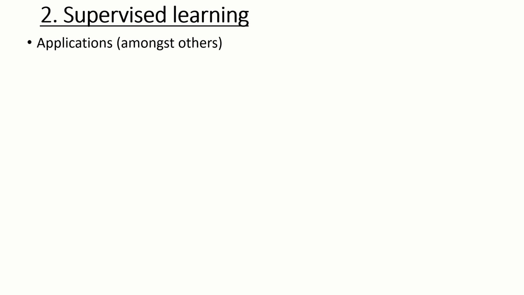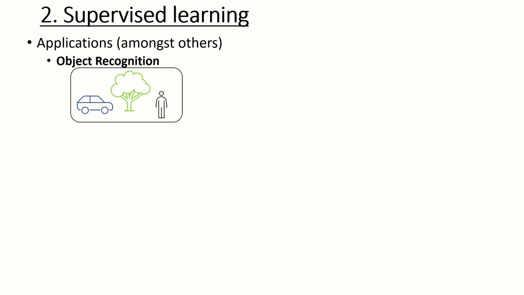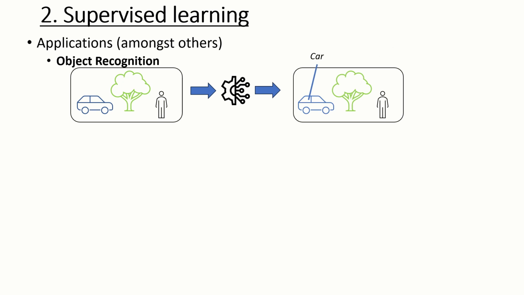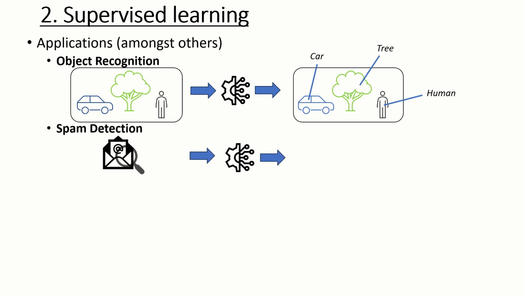So let's have a look at some applications for supervised learning. So one application is object recognition. In this case, we classify the different objects in a figure correctly. Then there's spam detection, where the text of an email is analyzed and then it is classified as no spam or spam.